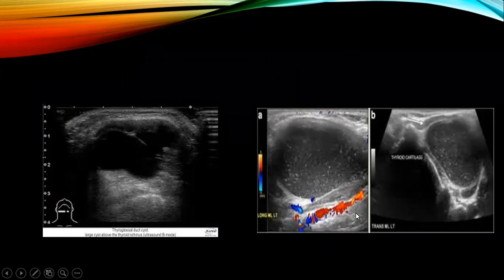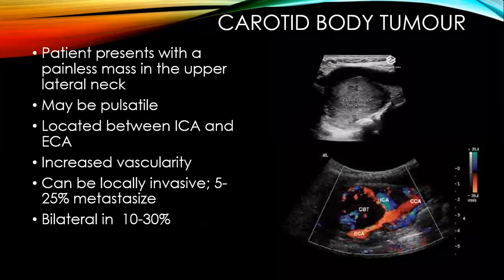Therefore, we are seeing these internal echoes within our cyst. We can also get solid neck masses, and one that I chose to talk about is the carotid body tumor. So the patient presents with a painless mass in the upper lateral cervical neck. It can be pulsatile, and it is usually located between the internal carotid artery and the external carotid artery, as seen in this image.